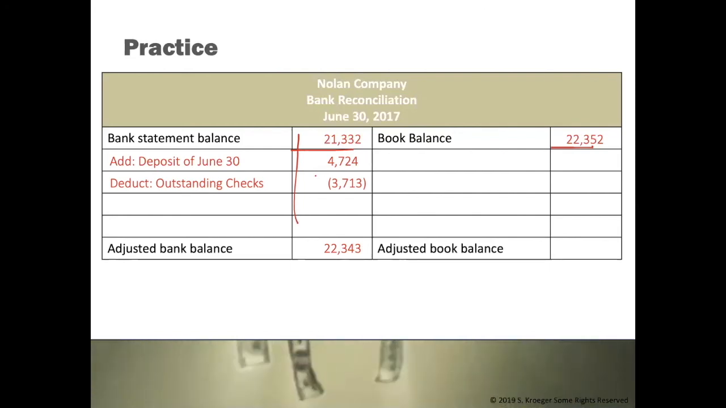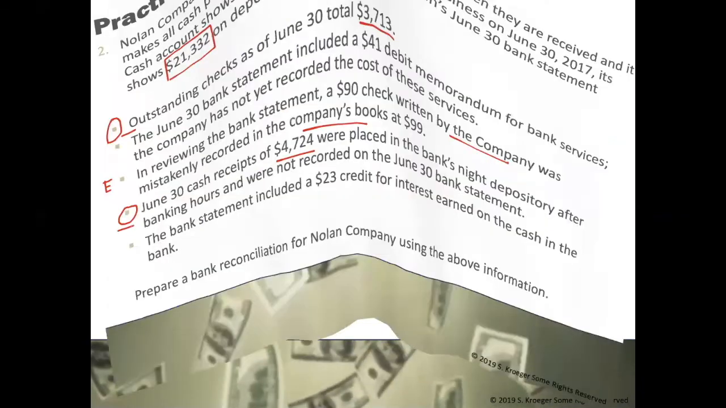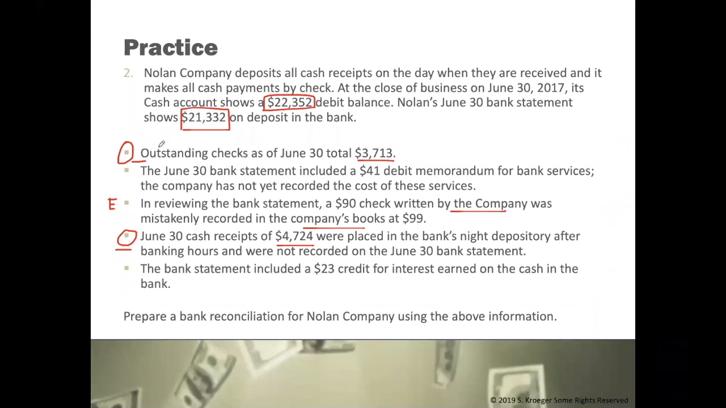Next, we have to update the book balance. Let's go back and take a look at the transactions. These transactions would be the ones that we haven't used already. The June 30th bank statement included a $41 debit memo for bank services. The company has not yet recorded the cost of these services. This means we got charged $41 from the bank, and we need to update our records for it. This would be the service fee. Because we got charged $41 from the bank, we need to subtract that $41 on our books.